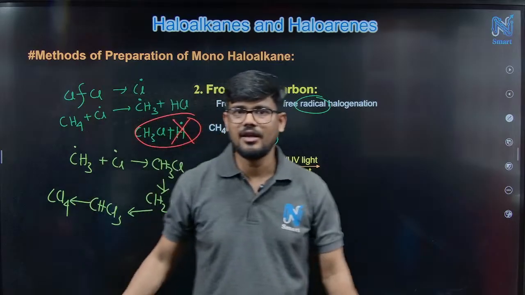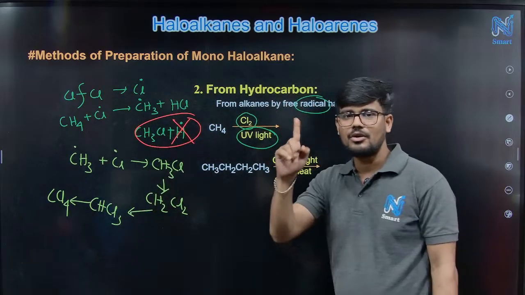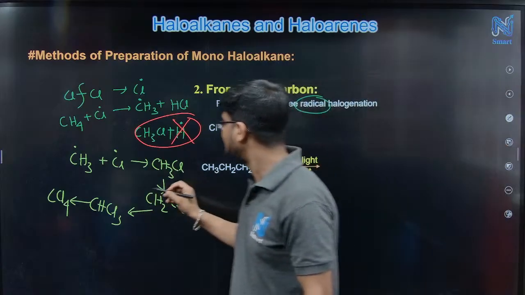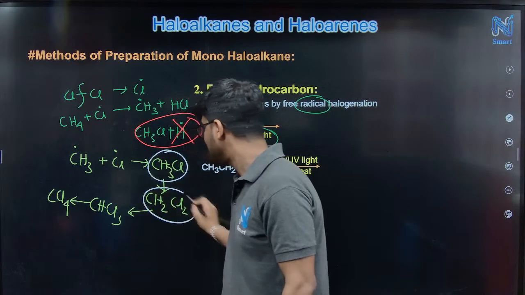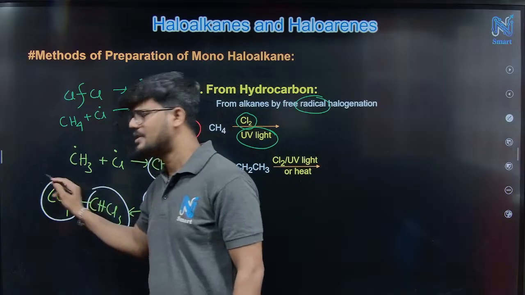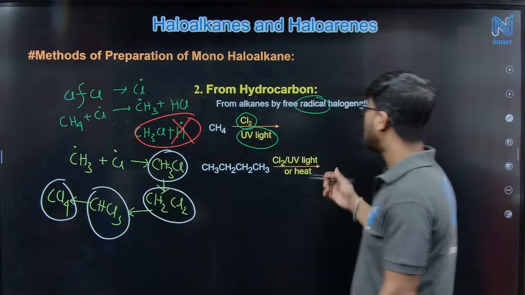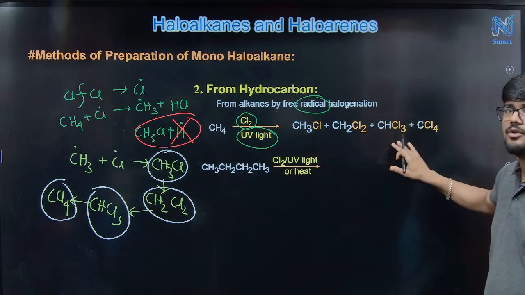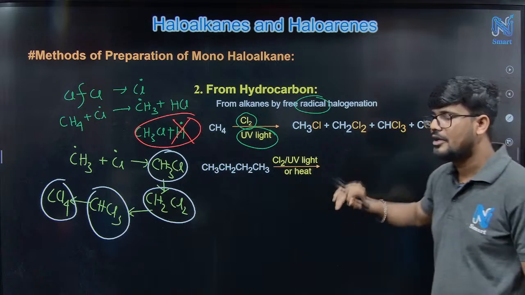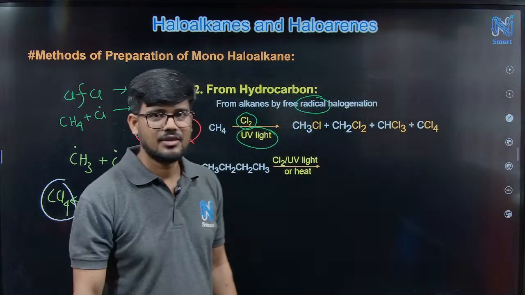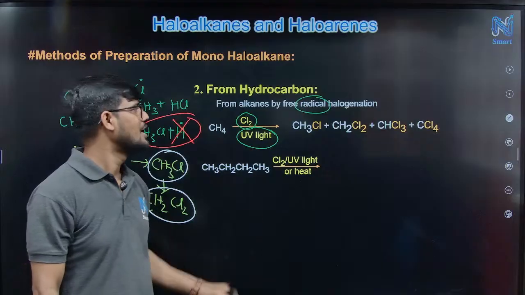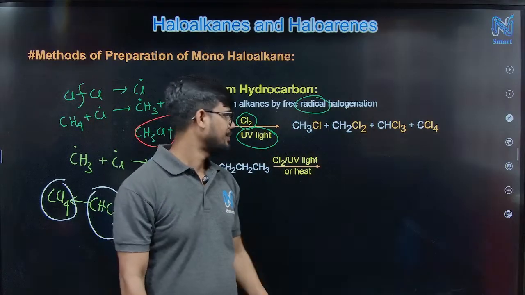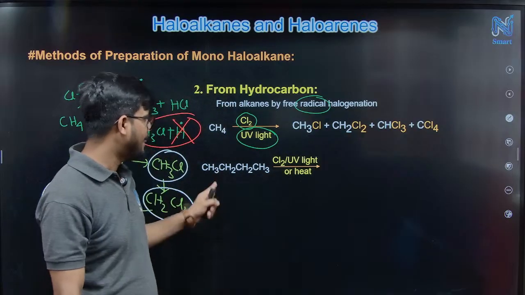Now just see, here we will not get only one product, we will get multiple products, like CH3Cl, CH2Cl2, CHCl3, CCl4. Multiple products we will get here. Monochlorination, dichlorination, trichlorination, tetrachlorination. So is it a good method? No, that's why it is not a good method. So multiple substances we are going to get. So here we have an example.